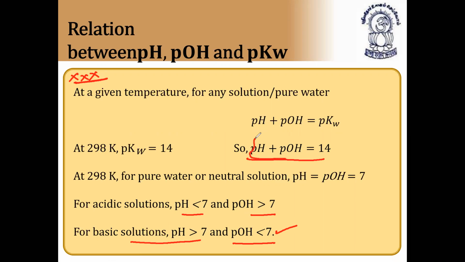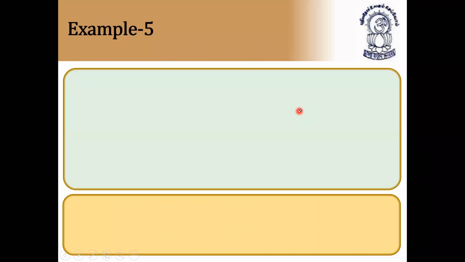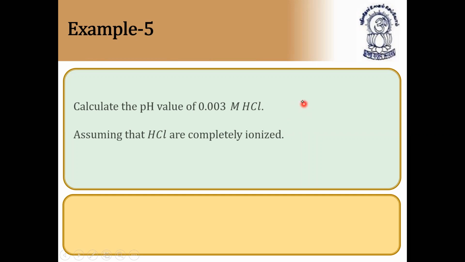So pH plus pOH is always equal to 14. Please note down, this is very, very important. Now let us see some questions based on pH. Calculate the pH of 0.003 molarity HCl solution. How to calculate the pH value of 0.003 molarity HCl solution, assuming that HCl is completely ionized. Completely means 100%, alpha is equal to 1.